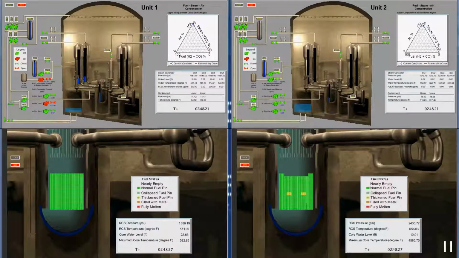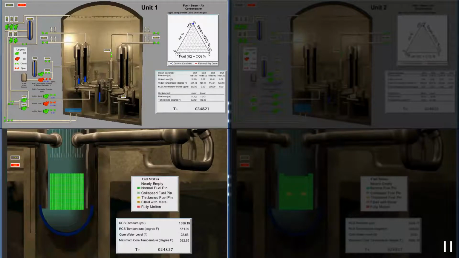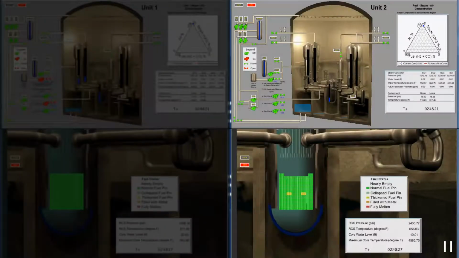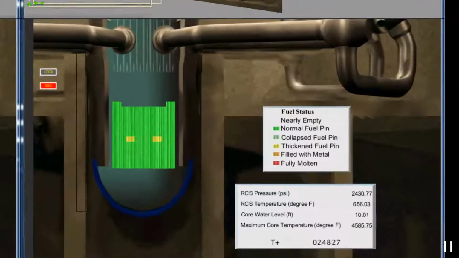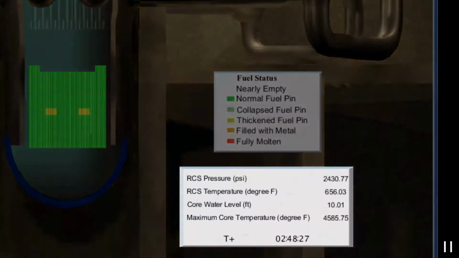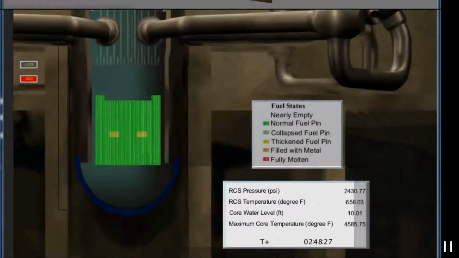What you see now is a combination of all the graphics for both Units 1 and 2. The left graphics are the Unit 1 containment and core, while the right graphics are of Unit 2. Like the containment graphic, the core graphic shows key parameter values including the reactor vessel pressure and temperature, the core water level, and the maximum fuel temperature.